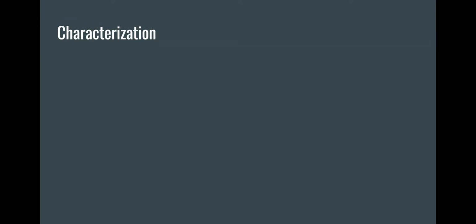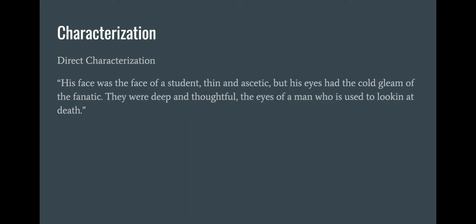Let's talk about characterization. So we spent time on characterization with the story Thank You, Ma'am. Let's revisit it now. So we know that direct characterization is when the author tells us directly some information about the character in the story. It'll say, the character is this, the character is that. So I've got a quote here. His face was the face of a student, thin and acidic, but his eyes had the cold gleam of the fanatic. They were deep and thoughtful, the eyes of a man who is used to looking at death.